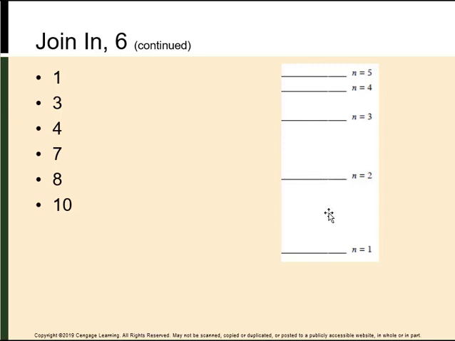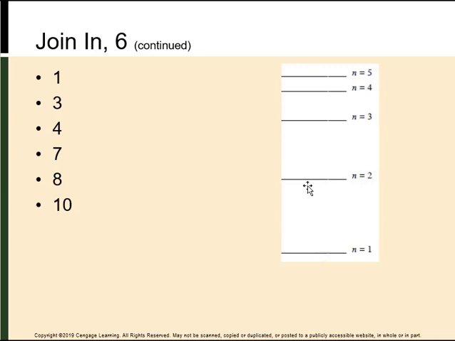That would be 1 transition. 5 down to 2 would be 2. 5 to 3 would be 3. 5 to 4 would be 4. What if my electron started at 4? 4 down to 3 would be 5. 4 down to 2 would be 6. 4 down to 1 would be 7.